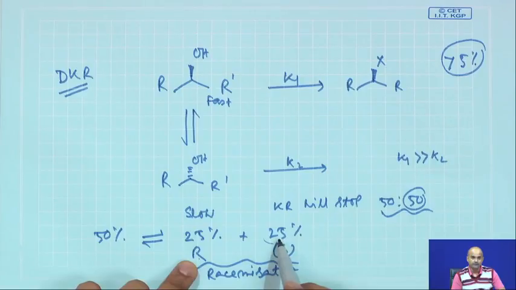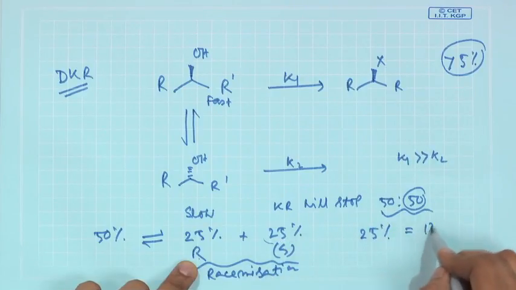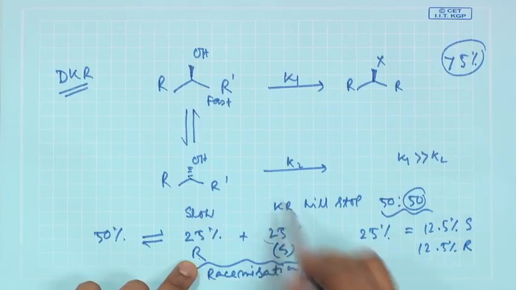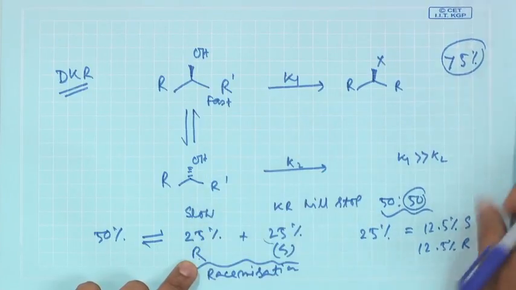Again, this 25% you convert to 12.5% of S and 12.5% of R. Then again, make sure this kinetic resolution is triggered. So, you have to have a system.